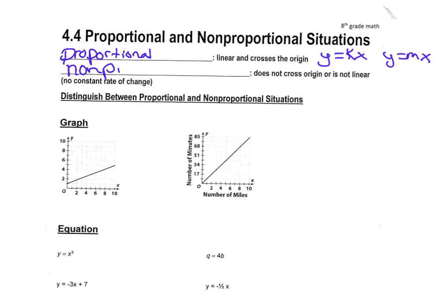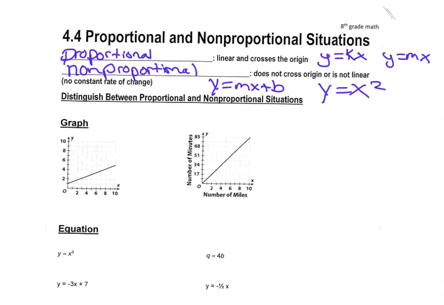Okay? So that can be in y-intercept form where you have a b value, like y equals mx plus b. Or you could have another equation like y equals x squared, which is going to be a parabola. Those are things that are non-proportional relationships. We haven't done anything with parabolas yet. Okay, we're going to distinguish between proportional and non-proportional situations.